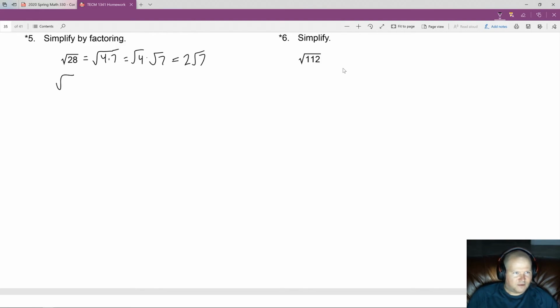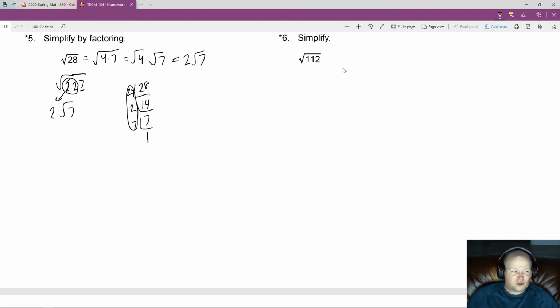Another way of doing this is prime factorization. Let's do prime factorization first of 28. 28 divided by 2 is 14. Divided by 2 is 7. Divided by 7 is 1. When you get the 1, you know you're done. So that gives me 2 times 2 times 7. Now we want to pull out a pair. Pull out the 2. And we leave the 7 underneath, so we get 2 square roots of 7.